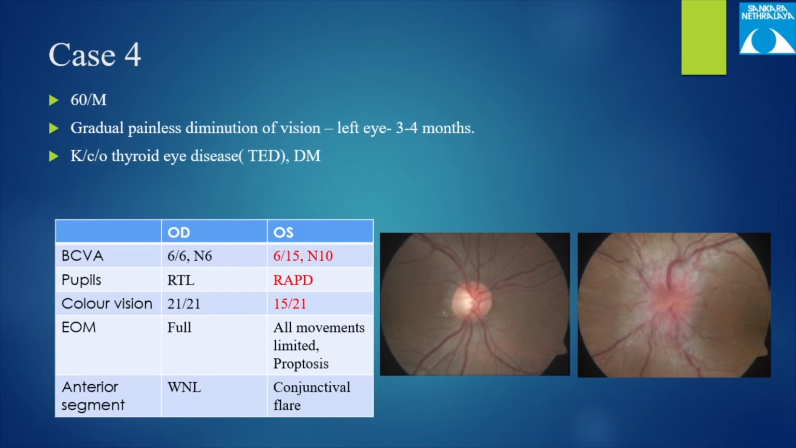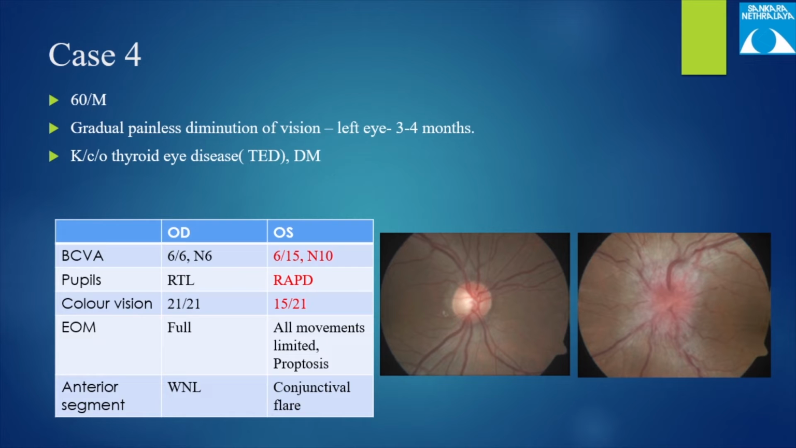Left eye, how is this disc edema? What do you think could be the cause of disc edema in this patient? Thyroid optic neuropathy. Okay, can this be an ischemic optic neuropathy because he's diabetic also? Will that be a differential diagnosis for you? Can be. Does vision drop gradually in ischemic optic neuropathy? It's sudden.